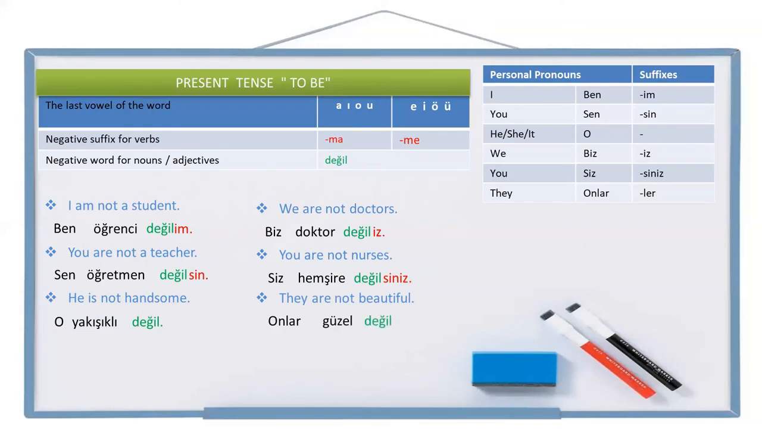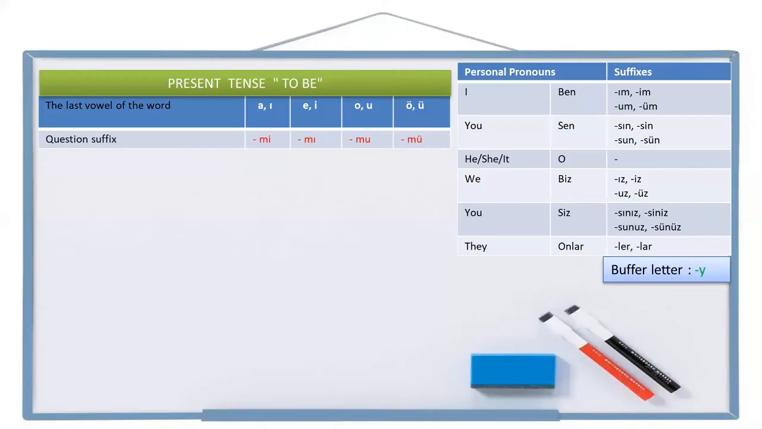And the person pronoun suffix to the end. Değiller. Onlar güzel değiller. They are not beautiful. Alright, these are the negative and positive sentences with nouns and adjectives in a sentence. Now let's see the question forms.